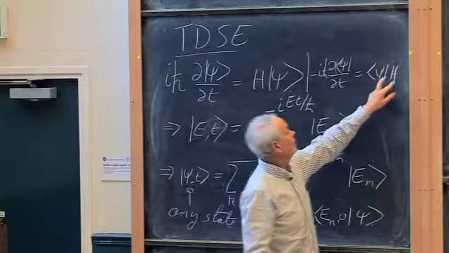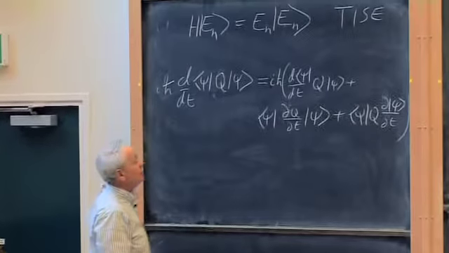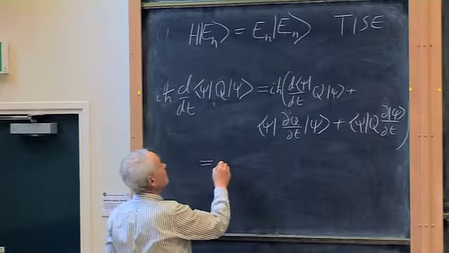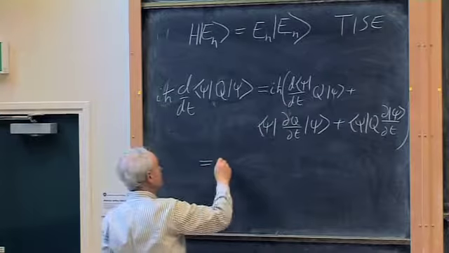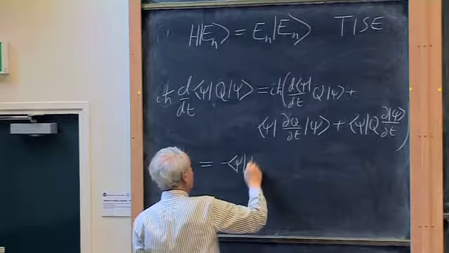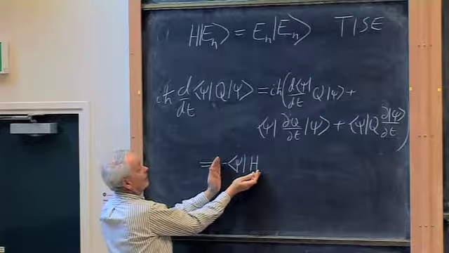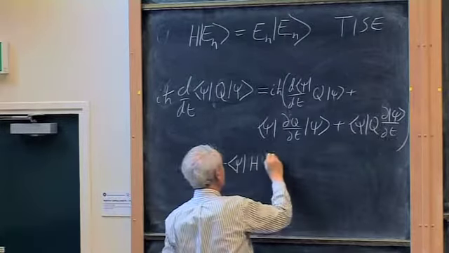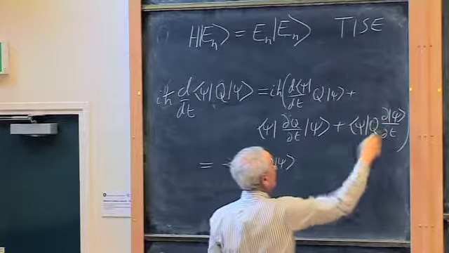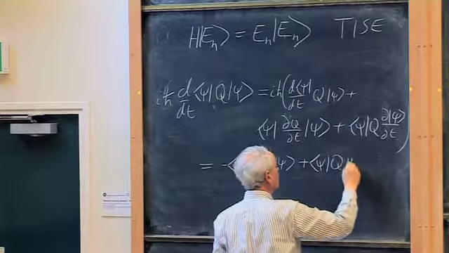H is an observable, so it's a Hermitian operator. So H equals H dagger. So I can pop those into here and here. So the first two terms give me, including the iħ, this one is going to be minus ⟨ψ|H, so that is iħ d/dt of the bra ψ times Q times ψ. And this one, including the iħ, is going to be plus ⟨ψ|QH.